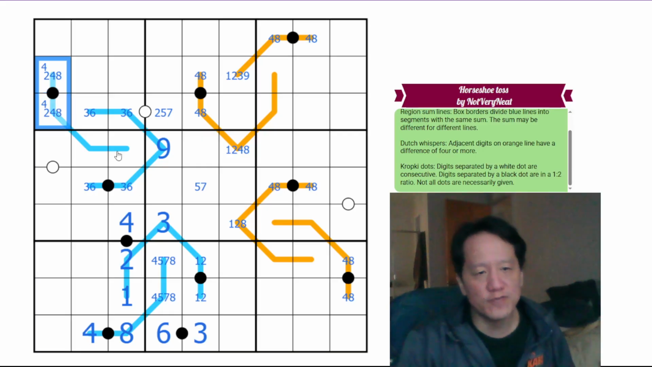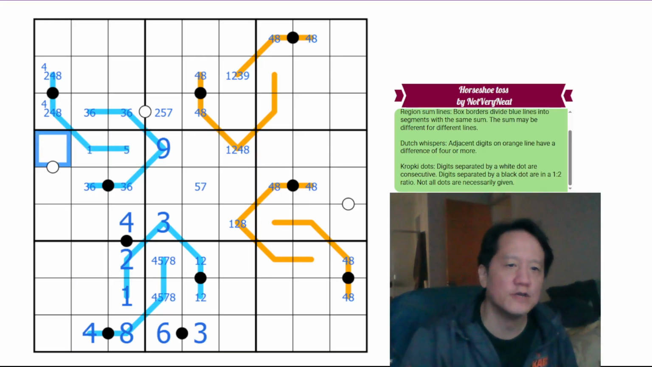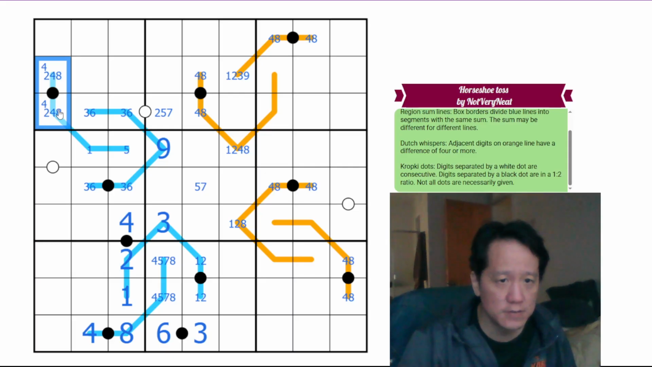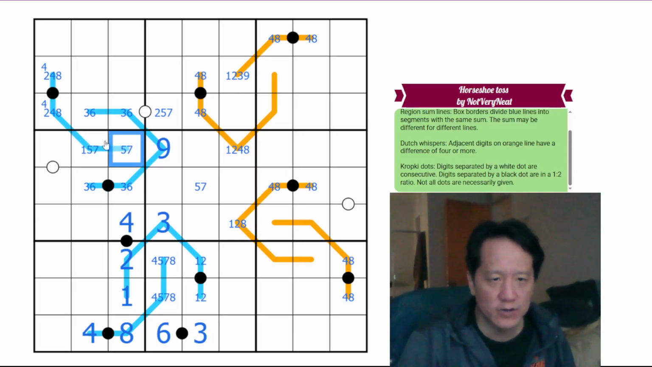If this is 2 and 4, this cannot be 2 and 4 here because of the 4 in the box, so it would have to be 1 and 5. If this is 4 and 8, it cannot be 3, 9, or 4, 8, so it would have to be 5 and 7, which means we have a guaranteed 5 in one of these cells.